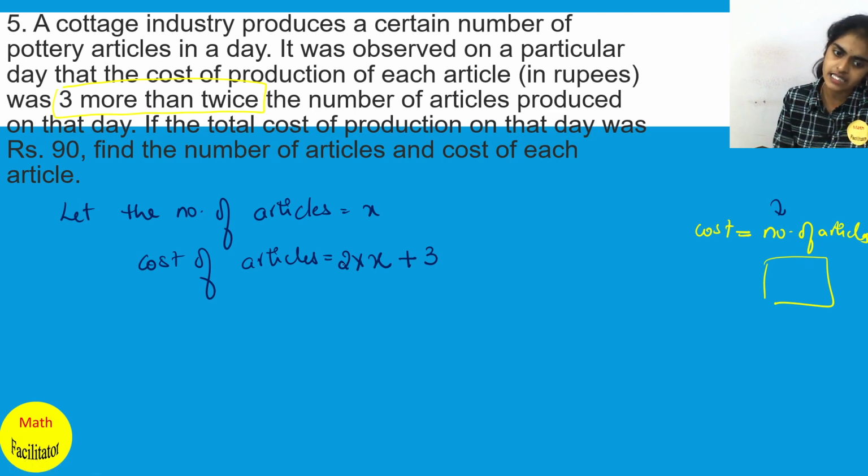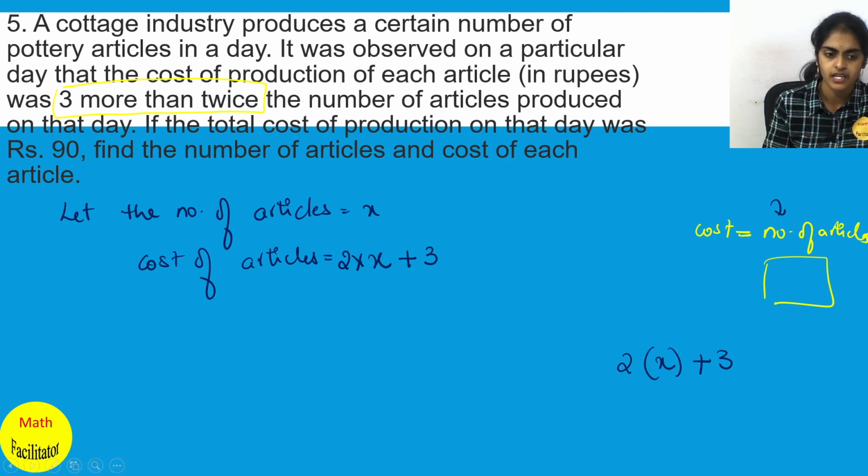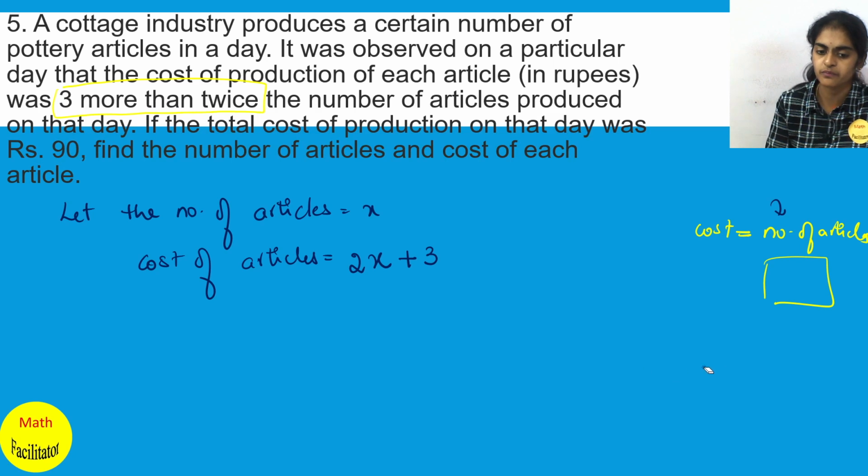Did you all understand this? 3 more than means you will add 3. Twice means you will have to multiply the quantity. So 2 times the number of articles, x. In simple words, the cost of each article is 2x plus 3. Did you all understand this?